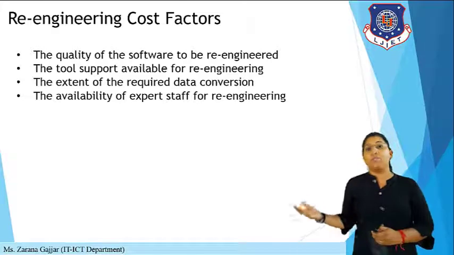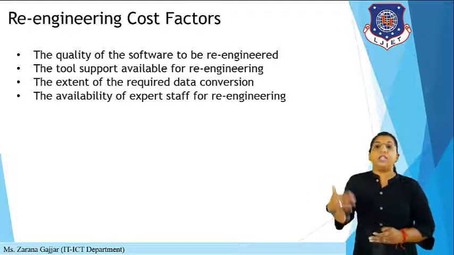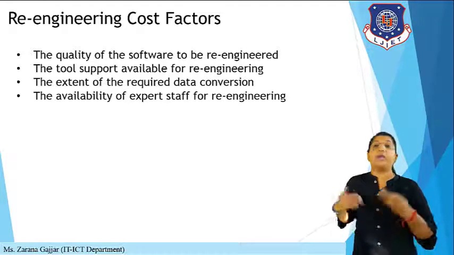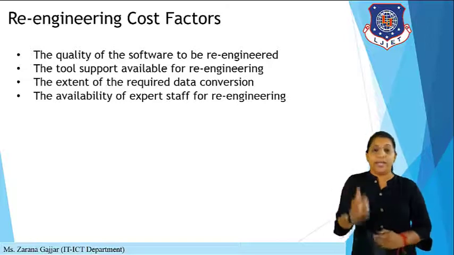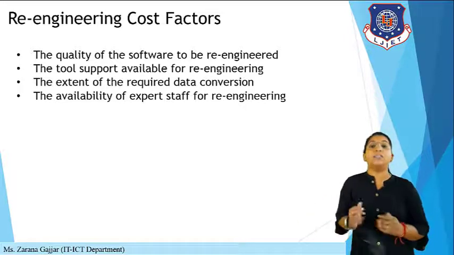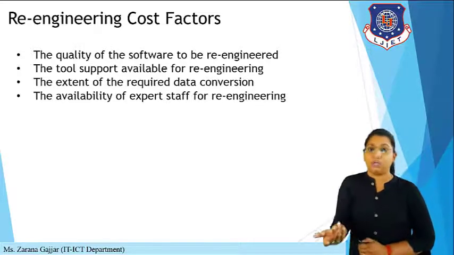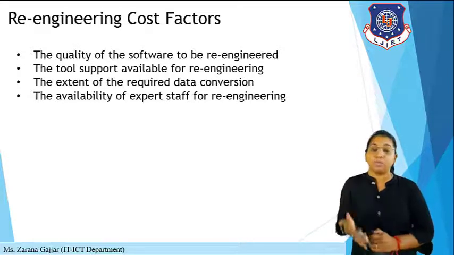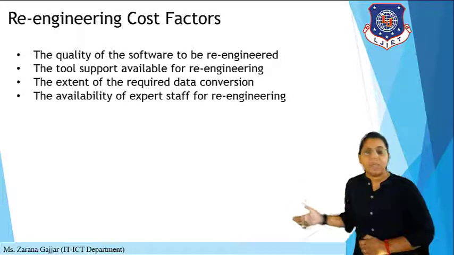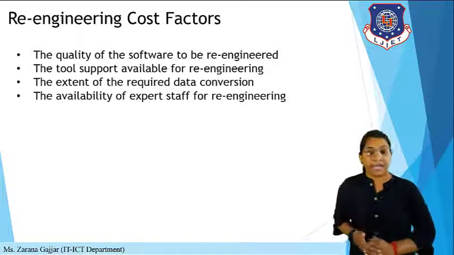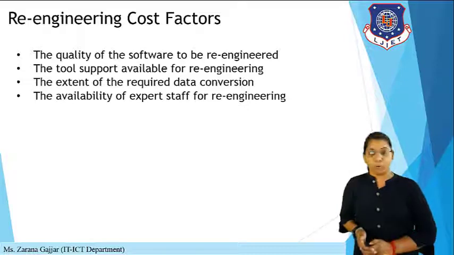Okay, so the quality of the software to be re-engineered will be a cost factor for any product. Then the tool support available for re-engineering, so what kind of tools you require for the re-engineering process. Then the extent of required data conversion, so what kind of data conversion you need for your particular software. Okay, so this is also a cost factor. And the availability of expert staff for re-engineering. So this is all about the cost factors for the re-engineering process, right?